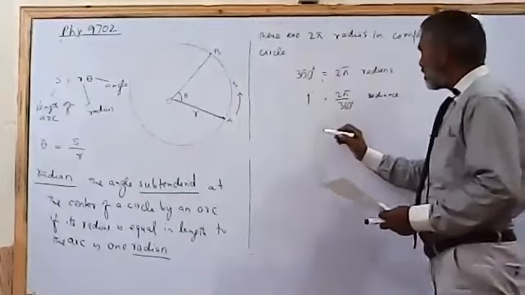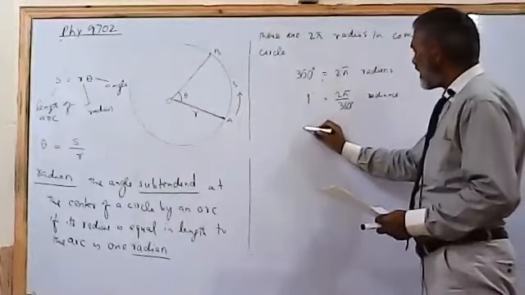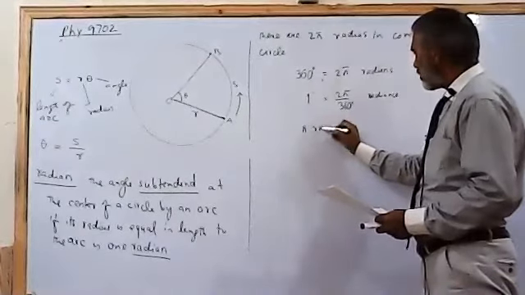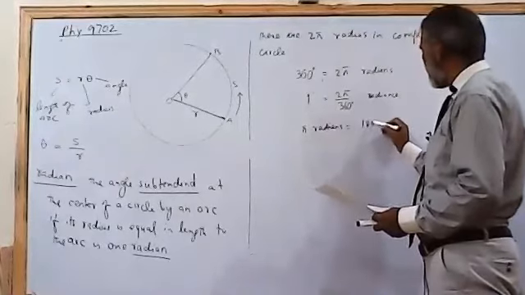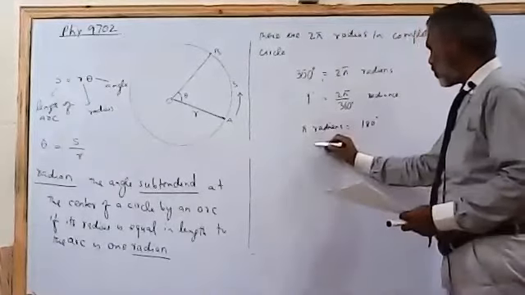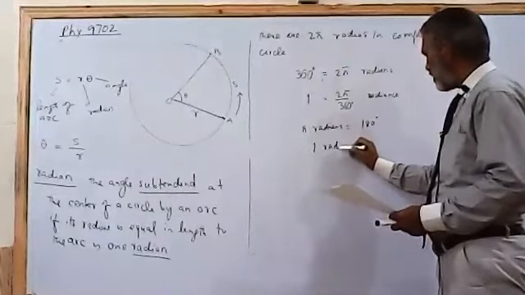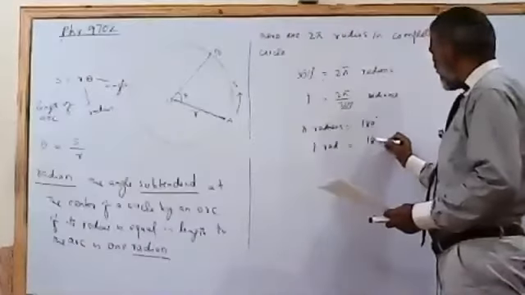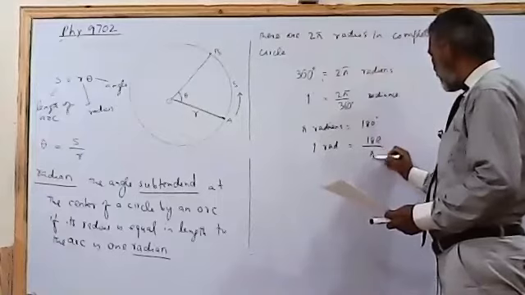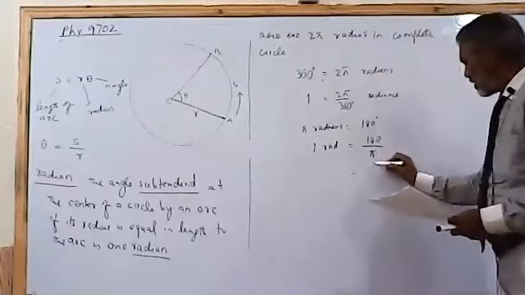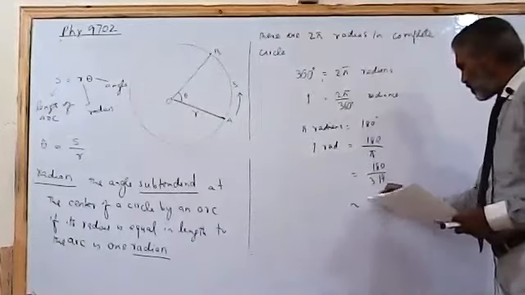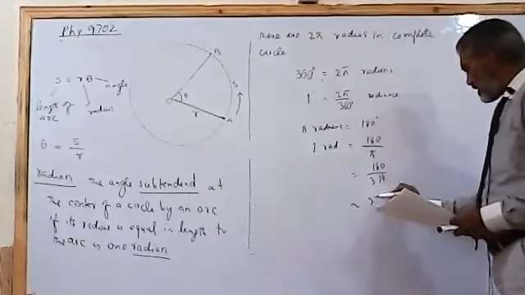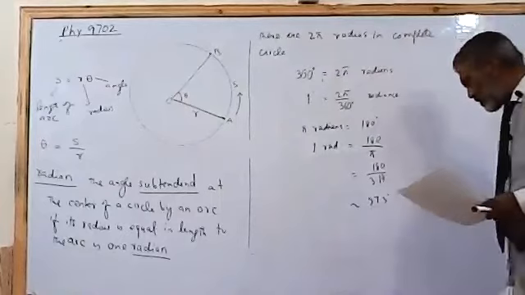Conversely, pi radians equals 180 degrees. So 1 radian is equal to 180 divided by pi, which means 180 over 3.14, which is approximately 57.3 degrees.